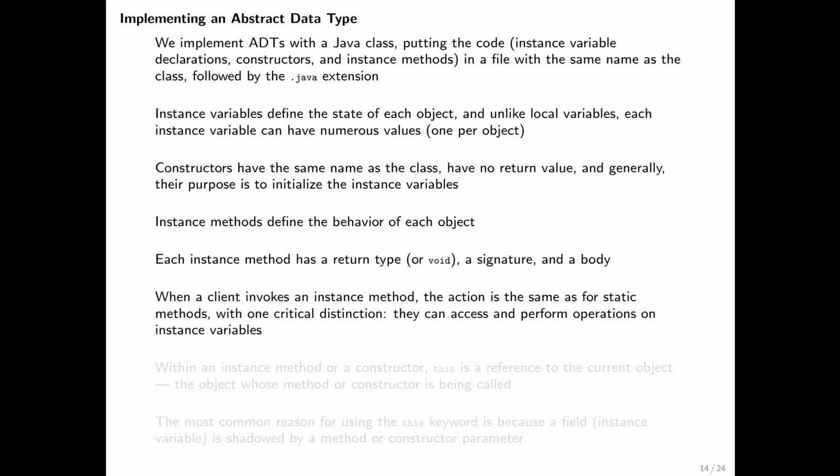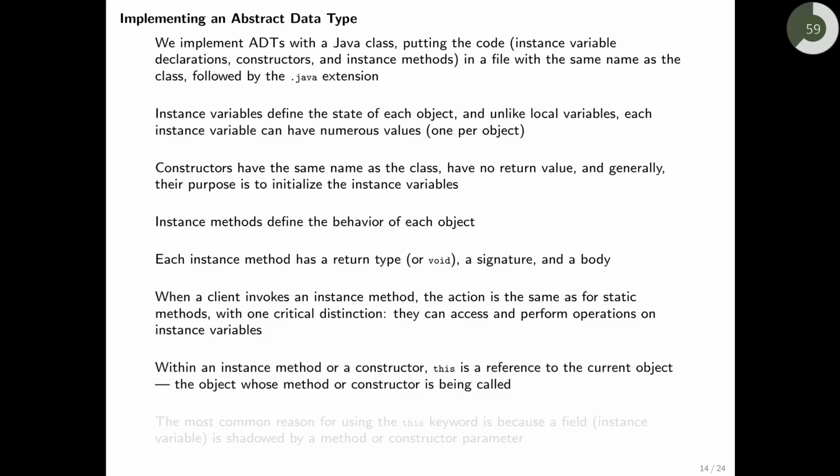Now, when a client invokes an instance method, the action is the same as that for a static method, and one main distinction is that instance methods can access and perform operations on instance variables. It's very critical. Now, within an instance method or a constructor, the keyword this is a reference to the current object. It is the object that is being manipulated, or the object whose method or constructor is being called.